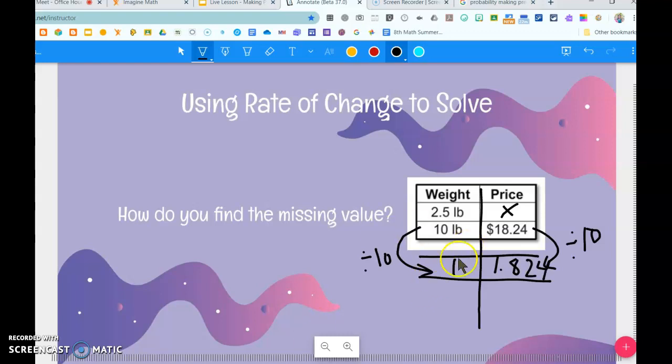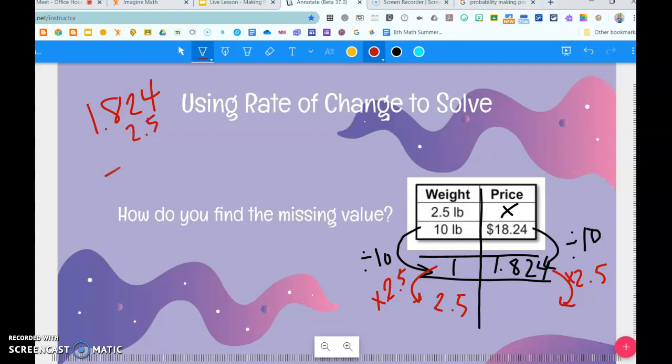Okay, now do I know what 1 could multiply by to get 2.5? Sure I do. I know I can multiply by 2.5 to get 2.5 right here. Can I multiply this by 2.5 to get my X value? Sure I can. Remember when you are multiplying that you don't need to line up your decimals. You do, however, need to apply the decimals at the end.